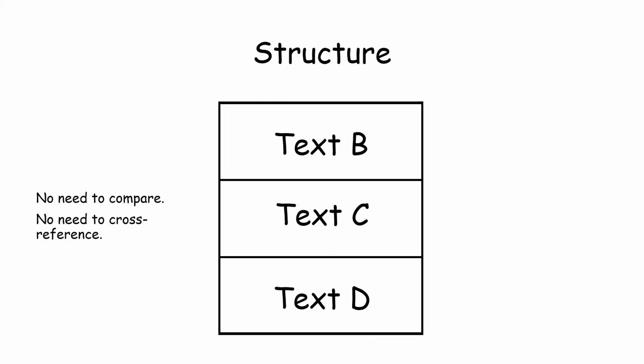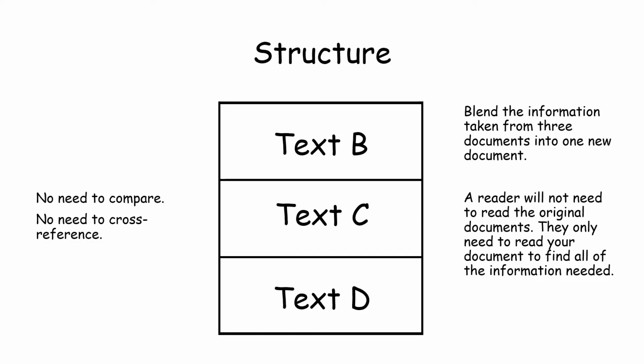There is absolutely no need to compare when answering a synthesis question. You don't need to tell me how text B and text D have similarities and differences. That is not the point of this question. There's no need to cross-reference at all. When it comes to this type of answer, I want you to blend the information taken from those 3 documents and just create one new document for me. A reader will not need to read the original documents. They only need to read your document to find out all of the information that they need. That's the purpose of this question.